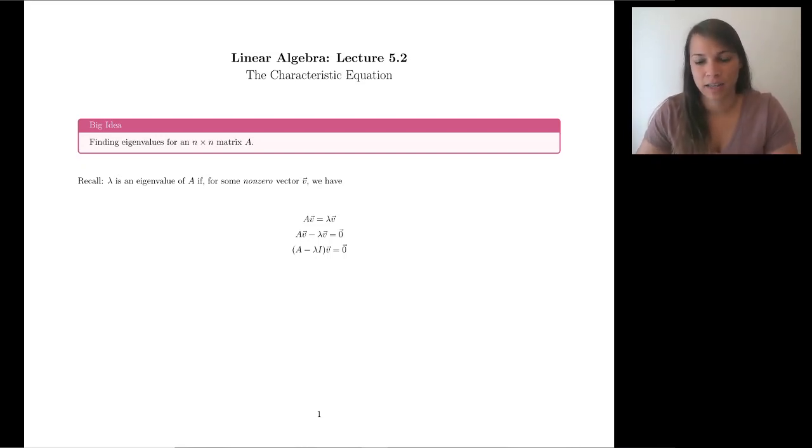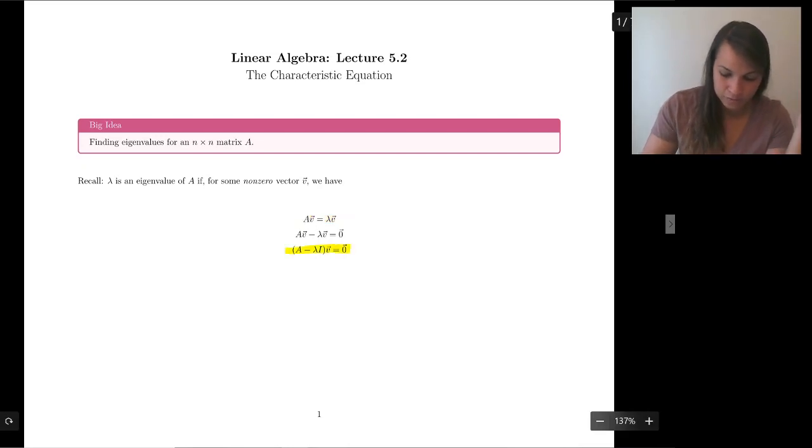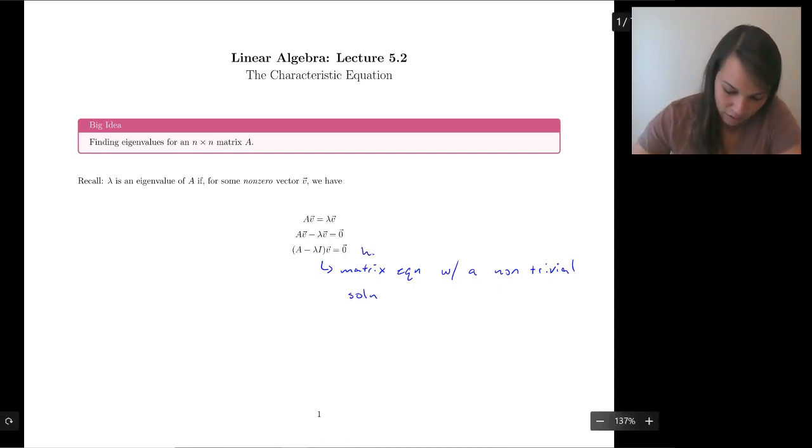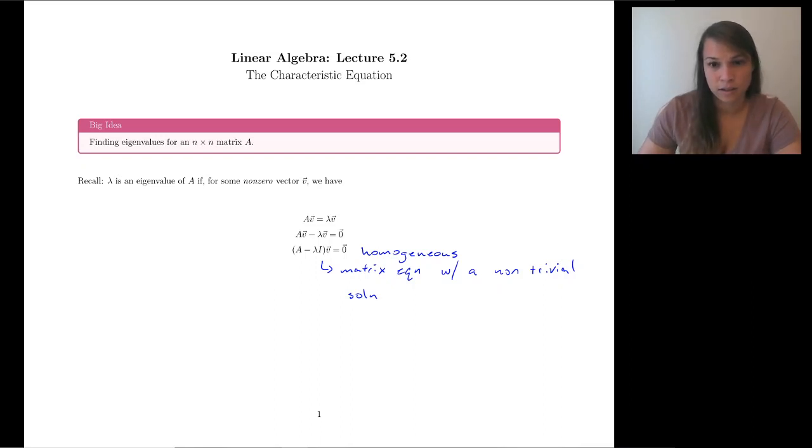So let's start off. We're going to recall that lambda is an eigenvalue for A if we have this equation right here where matrix times vector equals scalar times vector for the same vector, and it's not 0. And then through some little manipulations, we get down to this equation right here. So what this last equation gives us is a matrix equation with a non-trivial solution. And that's important because it's a homogeneous matrix equation. So non-trivial means what? You mean we've got AX equals 0 has non-trivial solutions.